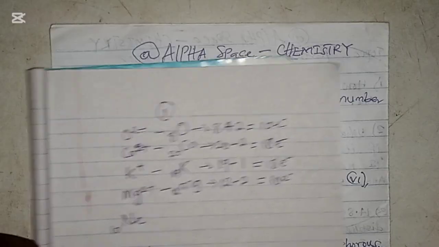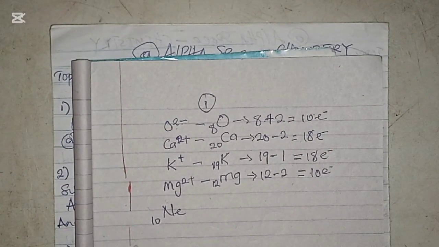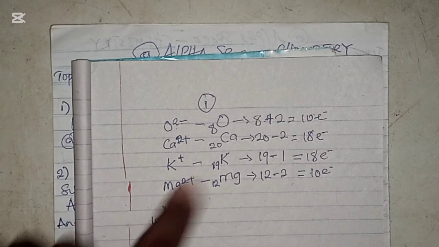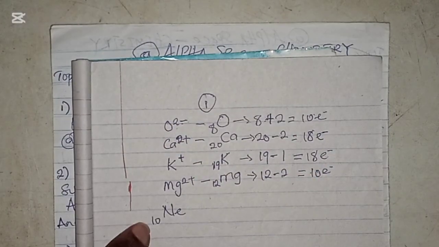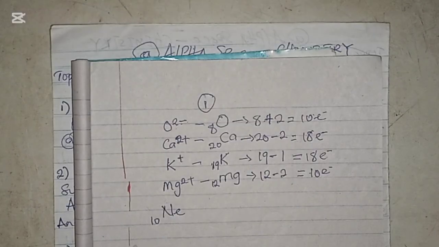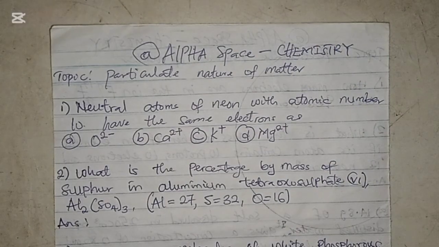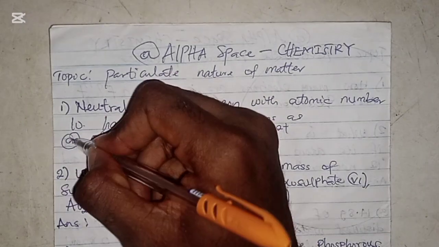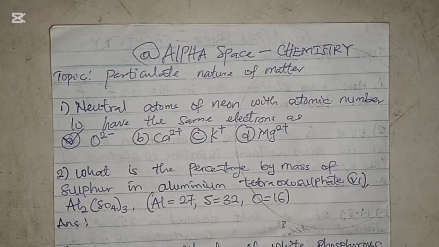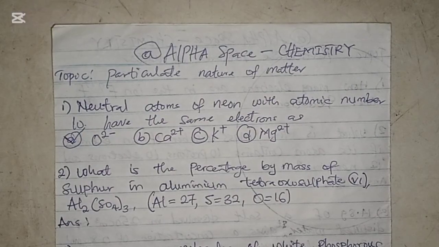And for a neutral atom of neon, take note of this, the atomic number is equal to the number of electrons. So if this is 10 and this is 10, it therefore means that oxygen 2 minus and magnesium 2 plus are both valid answers, but we're giving it in an option. So in an exam scenario, you just go with option A, the one closest to the option list. So we'll go with option A.